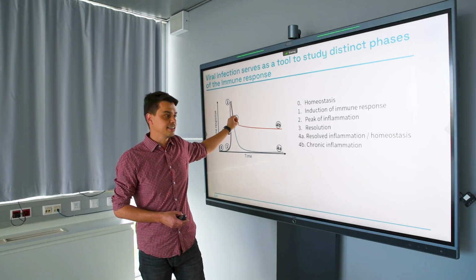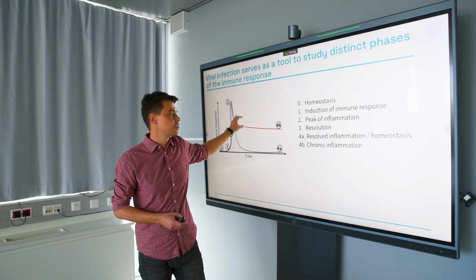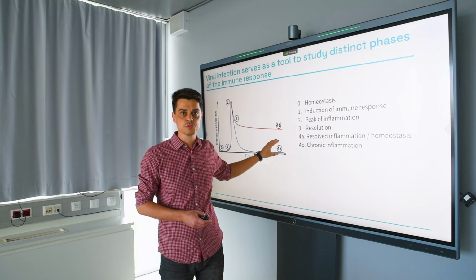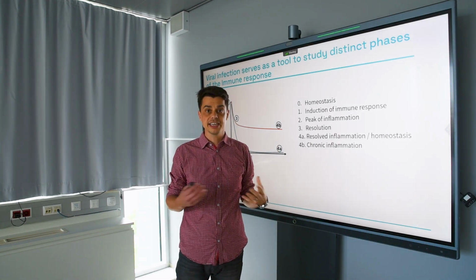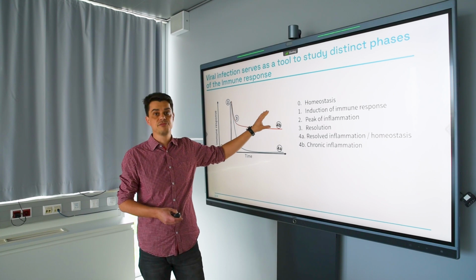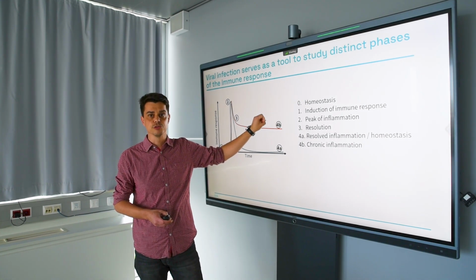And this is a very important point during an immune response, because here we can have two different outcomes. On the one hand, we can resolve the inflammation and the host goes back to homeostasis. On the other hand, if the immune response can't be resolved, we end up with chronic inflammation that can actually be detrimental to the host.